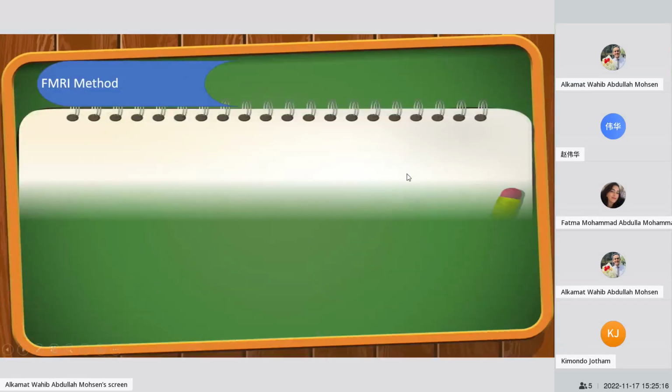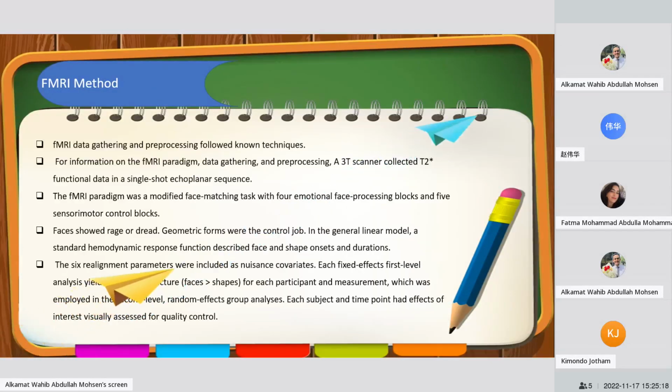So I will move to the fMRI method. The method uses the fMRI data gathered and processed as follows. We know how we gather the fMRI data. For the formation of the fMRI paradigm, data were gathered and processed using the 3T scanner, controlled by the T2 functional data signal sequence.